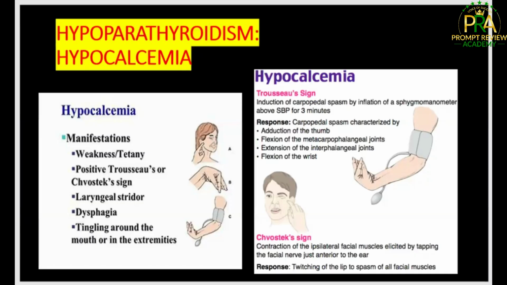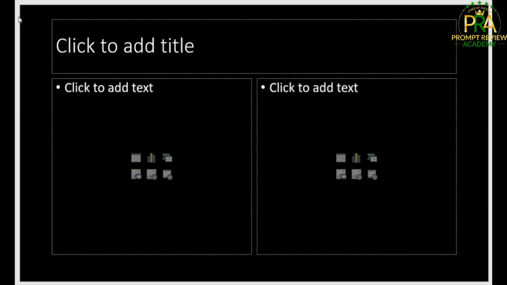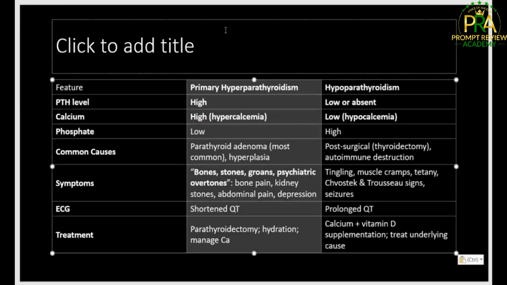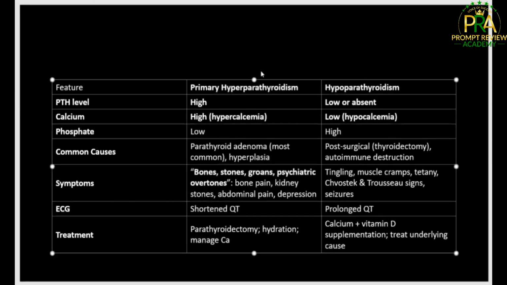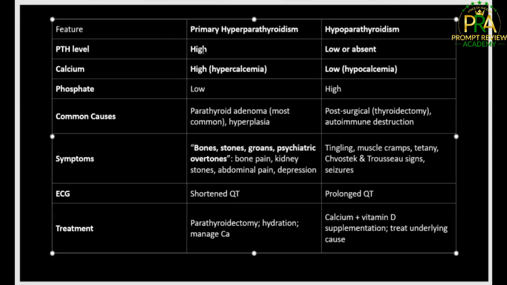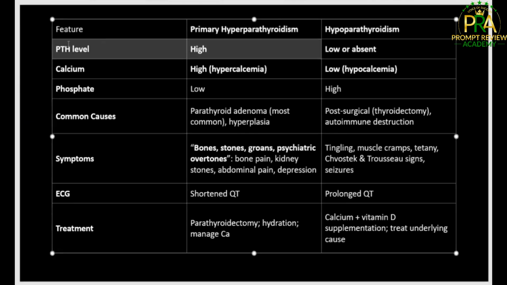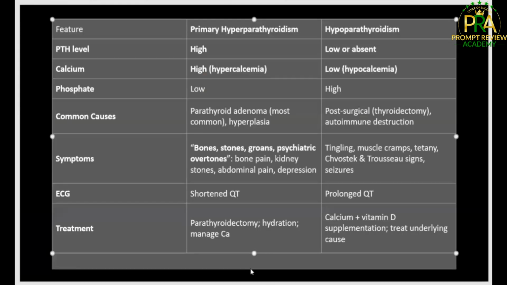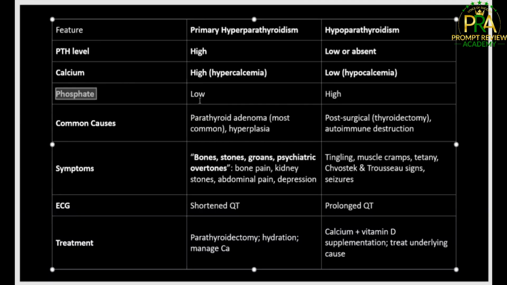Okay. So one more table just to remember for emphasis. This is just a summary of what we went through. In primary hyperparathyroidism, the PTH, parathyroid hormone, is high, but it is low in hypo. Calcium is high in hyperparathyroidism. Calcium is low in hypo. Please take note of that. Phosphorus or phosphate is low in hyperparathyroidism, and high in hypoparathyroidism.